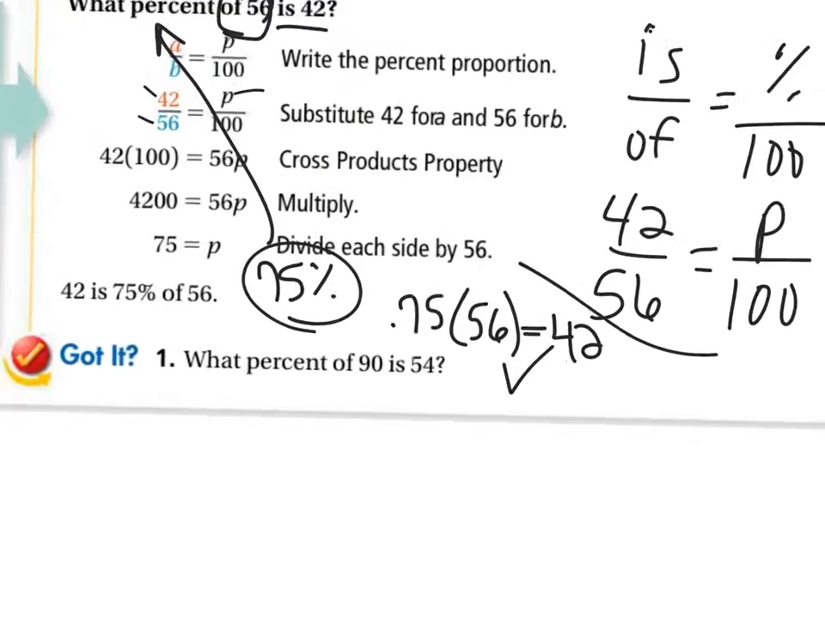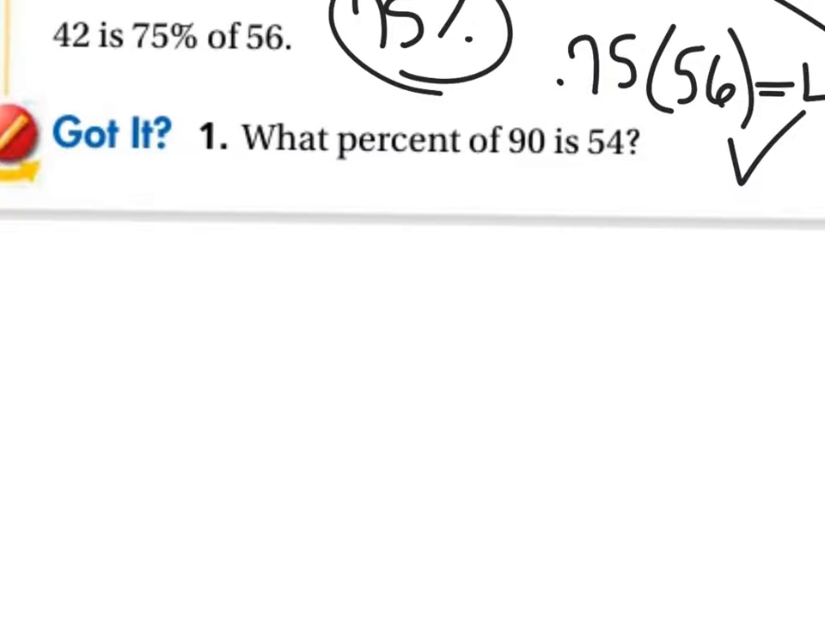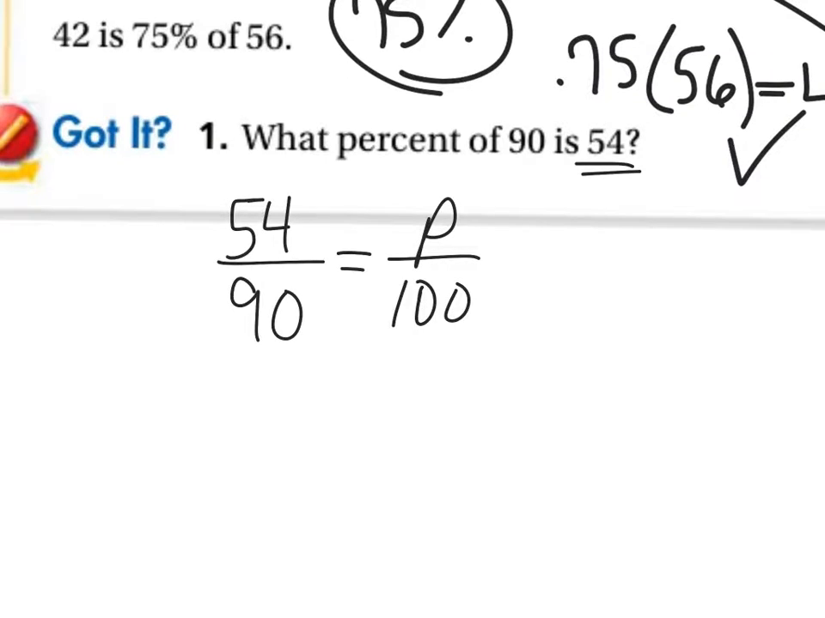So if we look at the got it one, what percent of 90 is 54? The 54 is our part, and the 90 is our whole, and we're trying to find the percent again. So we can go through this. Another option you have rather than doing this proportion is to take 54 divided by 90, get that as a decimal, and then move your decimal 2 spots to the right. If we divided this out, this would be 6/10. Move your decimal 2 spots, which would be 60%.